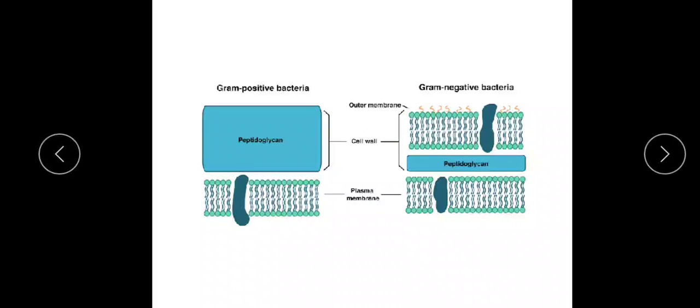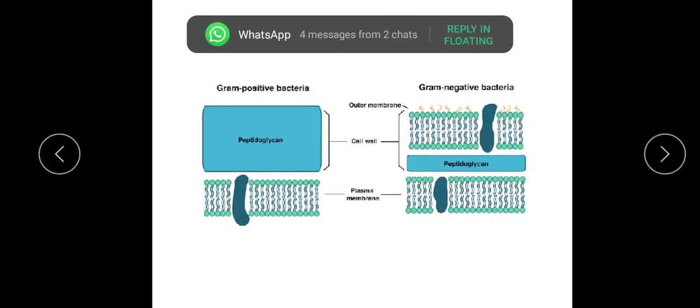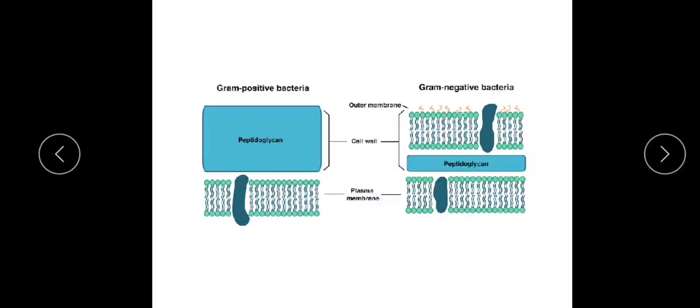That is all about gram positive bacteria. So what are the points? Gram positive bacteria have a thick cell wall or a thick peptidoglycan layer. This thick peptidoglycan layer is followed underneath by the plasma membrane. Gram positive bacteria do not have an outer layer. And in case of gram negative bacteria, it has only a thin peptidoglycan layer.